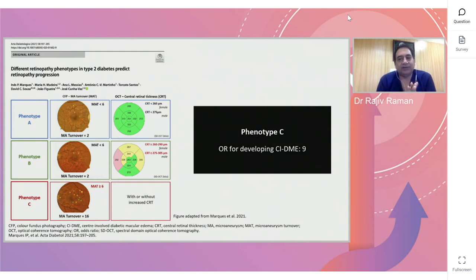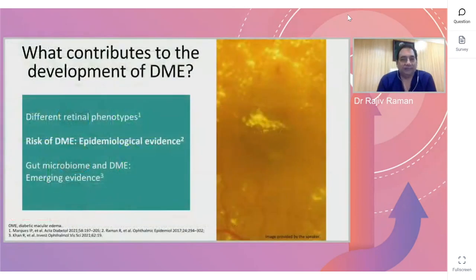chances of developing DME. And what he found, the phenotype C, which has a very high rate of microaneurysms with or without an increase in the central retinal thickness, they had odds of nearly nine times more risk of developing diabetic macular edema, meaning there are certain phenotypes which are more prone to develop DME.